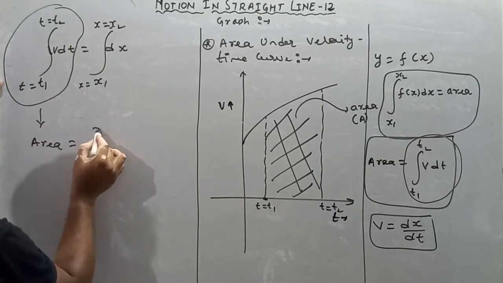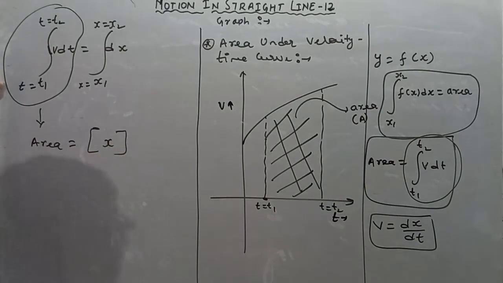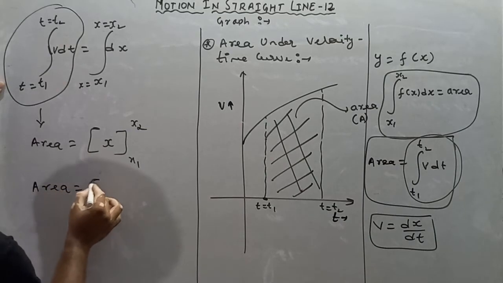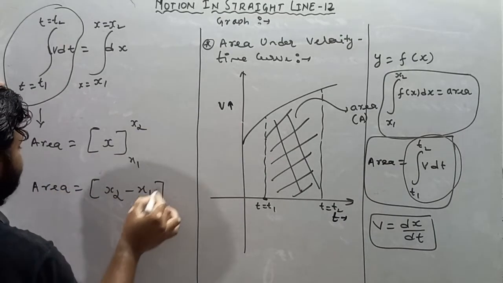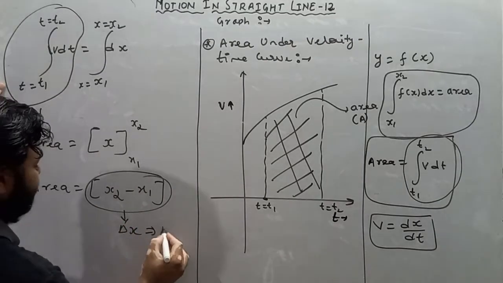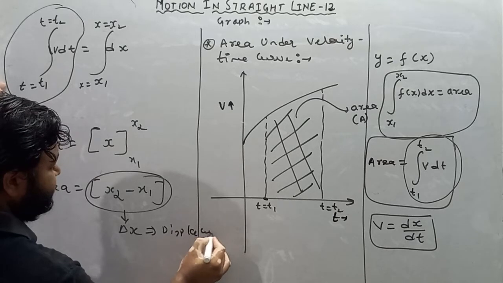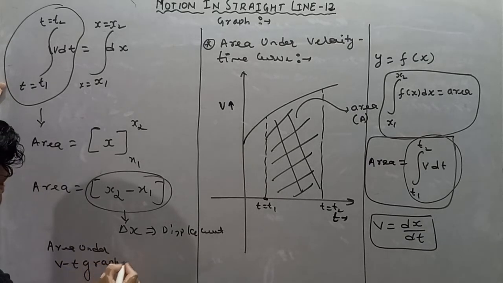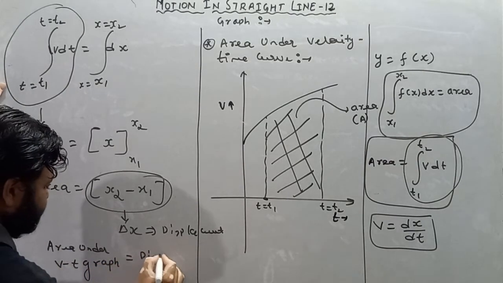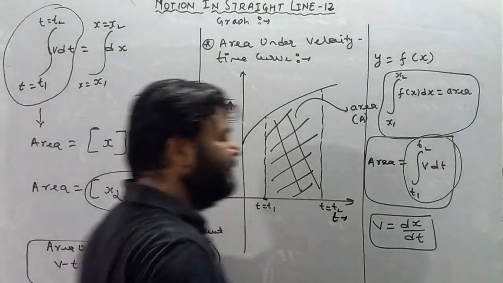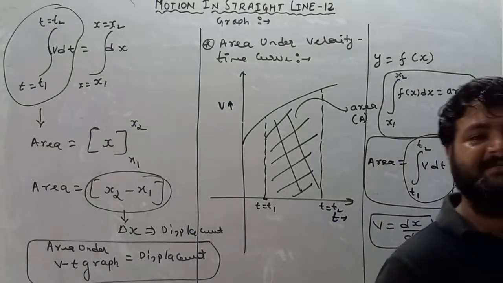So area is equal to integral of dx, we know that x, and we'll put limit from x1 to x2. So area is equal to x2 minus x1. x2 minus x1 is pronounced as change in x, or we can say displacement. So area under VT graph can give us displacement, as simple as this. I hope you all are understanding these things, my dear student.